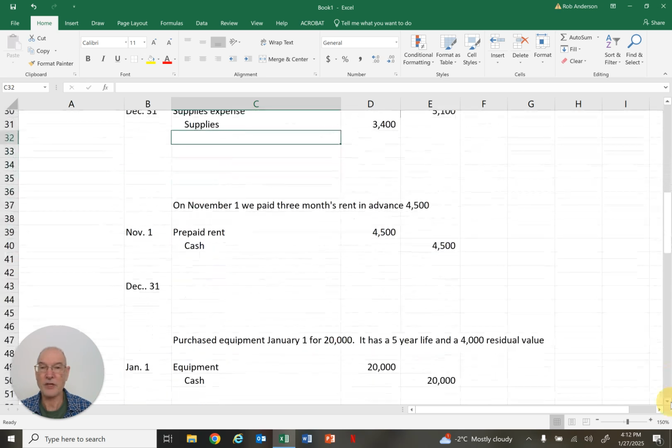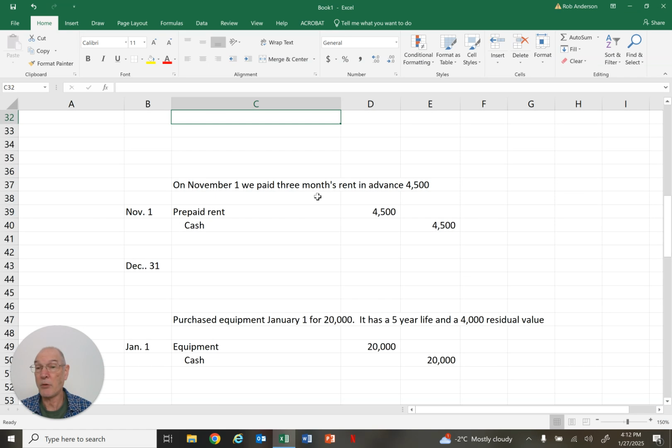So let's look at another one, prepaid rent. On November 1, we paid 3 months rent in advance. So let's first figure out what that is per month. Well, $4,500 divided by 3 months is $1,500 per month. So we started with an asset, prepaid rent, but we have used the facility for all of November. Notice it was November 1, not November 30. So we've used it for 2 months, and we need to accrue 2 months of rent expense.